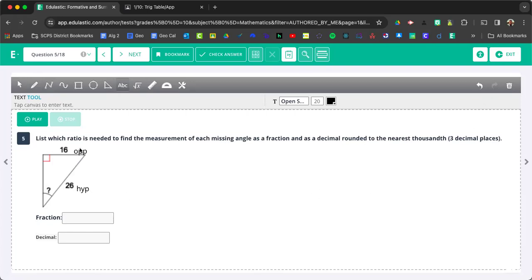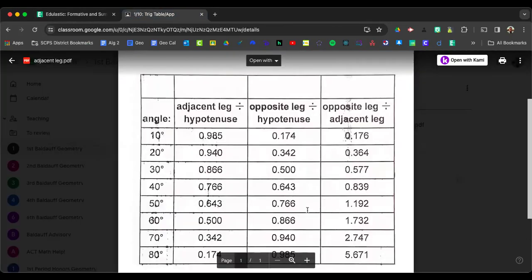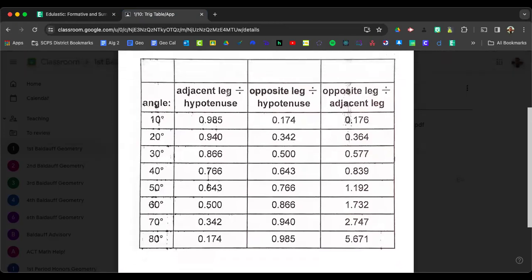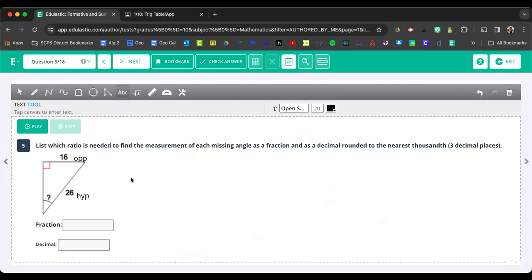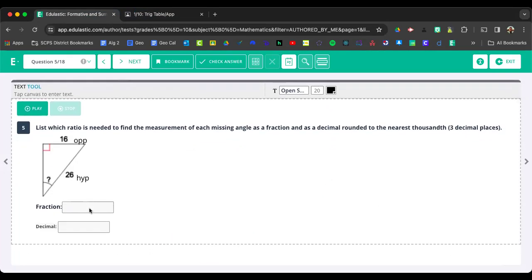Okay. We know that. Now looking back at our trigonometry table, let me open that up. Hold on just a second. Let me do this so the Zoom stuff isn't getting in the way. If I look at my table, the column that has opposite and hypotenuse is this column right here in the middle, and opposite is on top. So when I set up this ratio as a fraction, my opposite side needs to go on top.